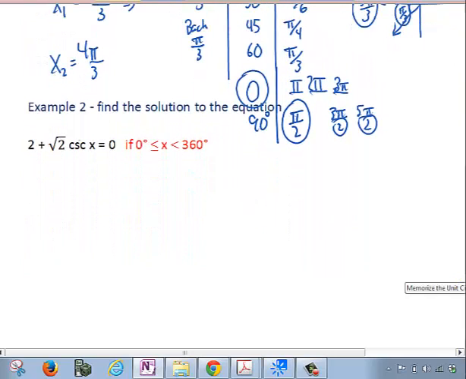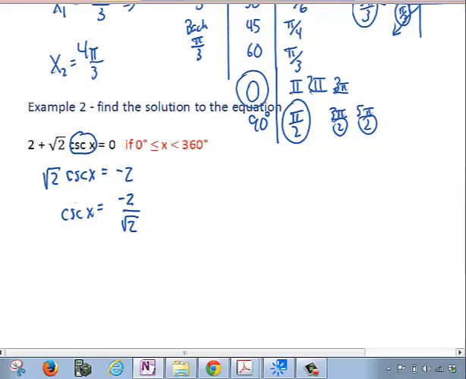Here we have cosecant. We want to solve for this ratio. So we have root 2 cosecant of x is equal to -2. Now we're going to divide by root 2. So cosecant of x is equal to -2 over root 2. Don't rationalize. We want to turn this into its regular trig ratio. So that'll be sine of x is equal to root 2 over 2 with the negative out in front. Hopefully from this ratio, you notice that the reference angle is 45 degrees.